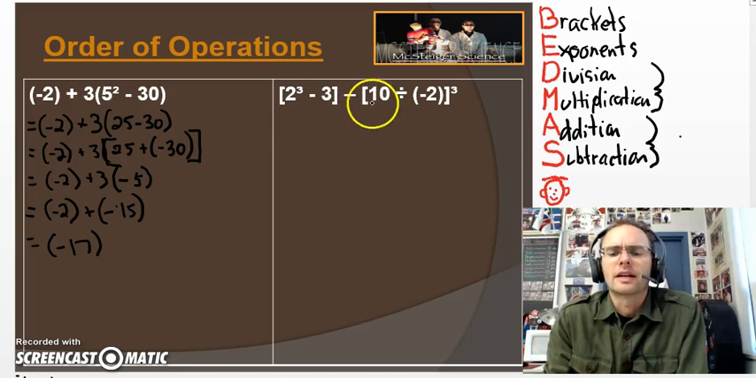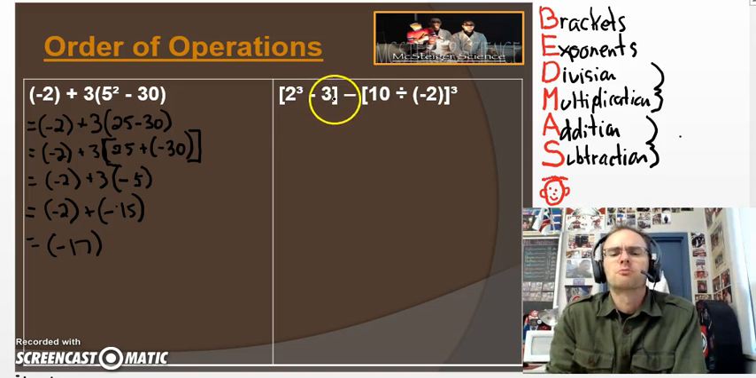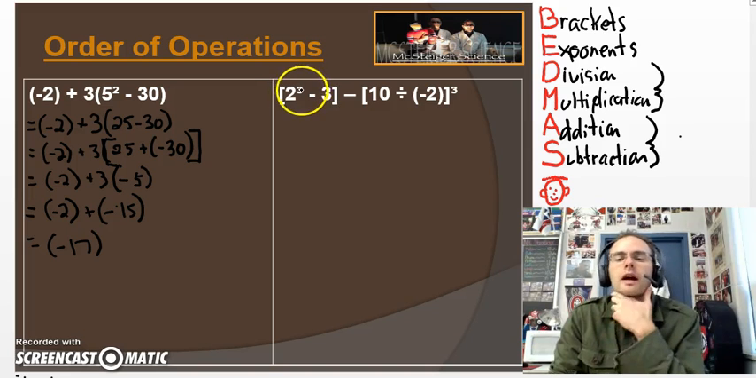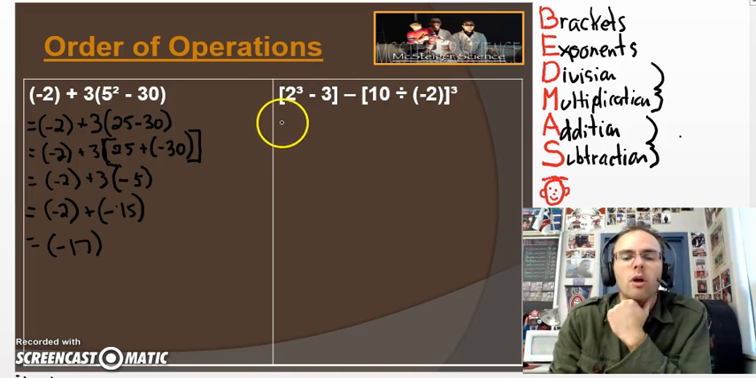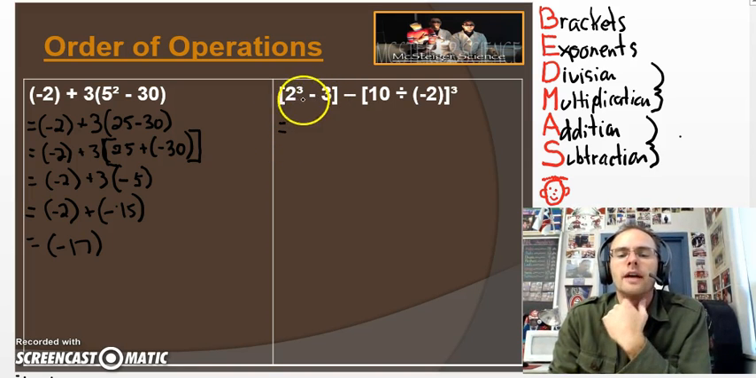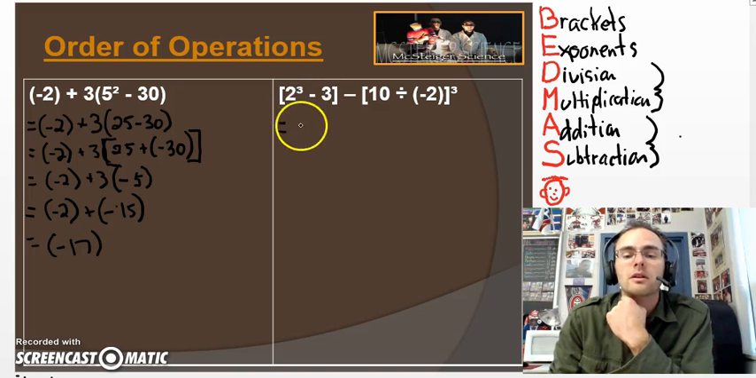We've got a couple of brackets to solve here with a couple of exponents, one inside the bracket and one on the outside of the bracket. But it's no problem, no worries. So let's start on the left side. We have two brackets, but this bracket is on the left side, so we'll do that first. And on the inside of the bracket, we do have an exponent here. So according to BEDMAS, again, we do the exponents before we subtract.